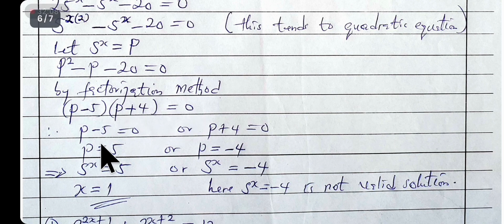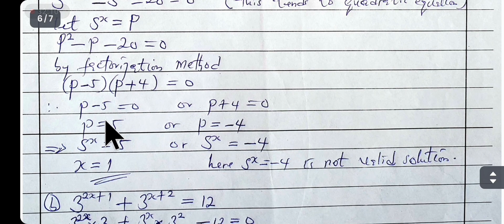Okay, you can look up how factorization is done in any of my videos. Alright, so now, therefore, p minus 5 is 0 or p plus 4 is equal to 0. Then if p minus 5 equals 0, p will be equal to 5, because the minus 5 going to the right-hand side changes to plus 5. Or p is going to be equal to minus 4, because plus 4 going to the right-hand side changes to minus 4.